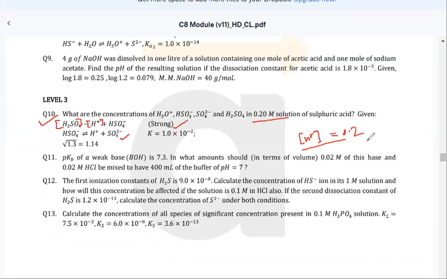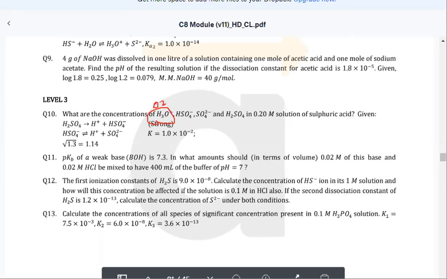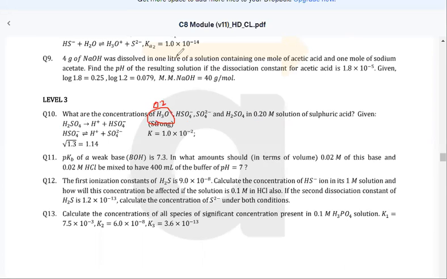Now, the second one is the weak one, so we have to worry about the second one. H3O plus is the H plus concentration, it is 0.2 as well, but using common ion effect, it will be something more than that. So let's see what is happening. Second one, K is given. Yes or no? K is given. Concentration of HSO4 minus is given.